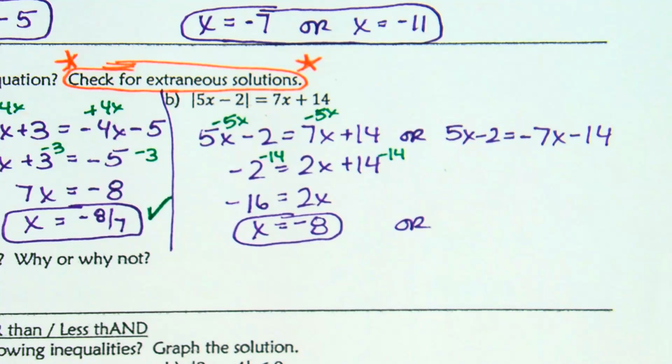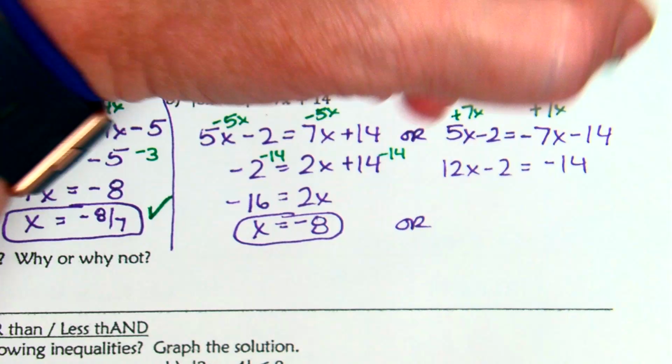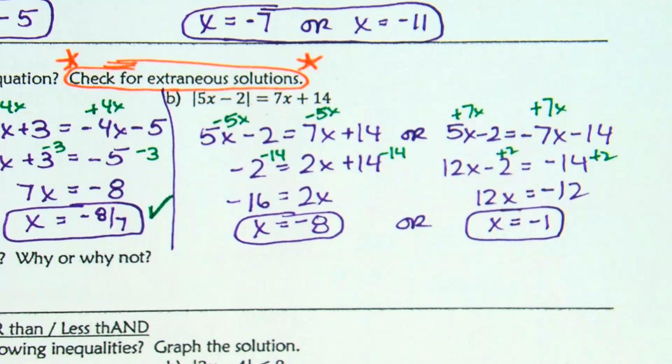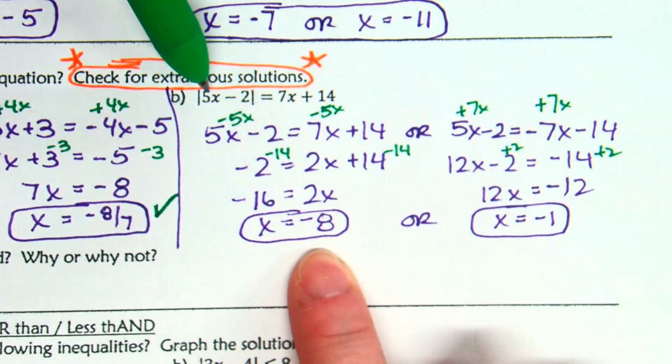Here's the good news. Wait, am I done? No, because we have to check. Good news. We don't have fractions to check this time at least, right? That's comforting. Okay, I'm not going to write this out this time. I'm just going to point. Put in the negative 8. 5 times negative 8, negative 40. Minus 2, negative 42. Absolute value of negative 42, positive 42. Okay, put in negative 8 on the other side. 7 times negative 8, negative 56. Negative 56 plus 14. Well, and here's the deal, I know it's a negative. So is that going to work?